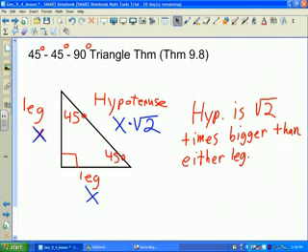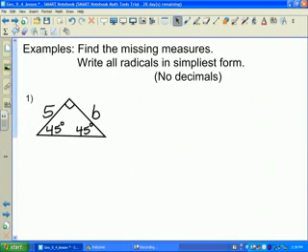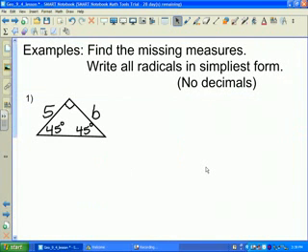All right, we're going to go ahead and move on. We're going to jump into an example. Are you with me? I really don't know if you are or not. Can't see you, so I'm guessing you are. Here we go. First example. Make it a little bigger for you. Find the missing measures. Write all radicals in simplest form. That means no decimals.